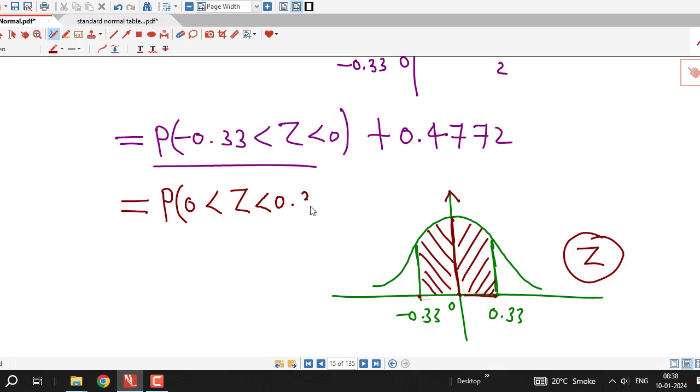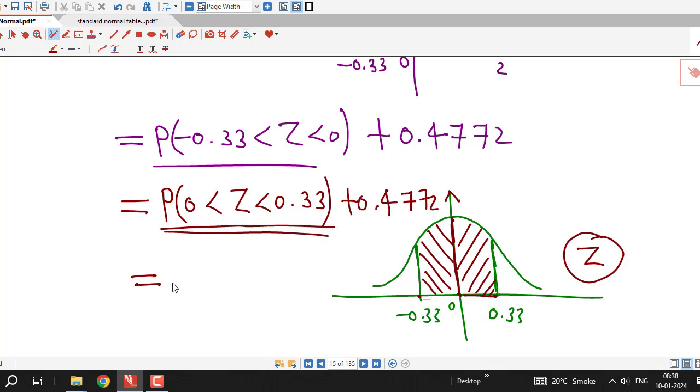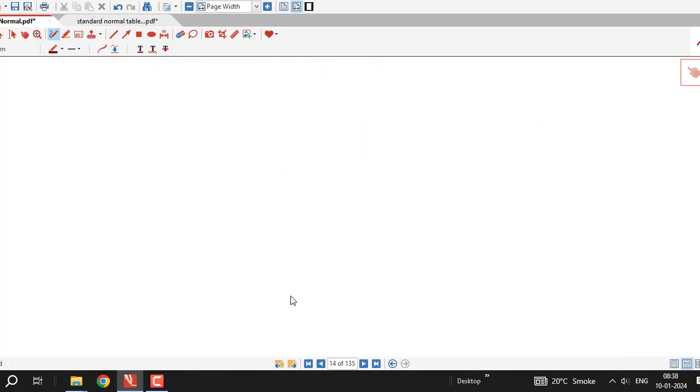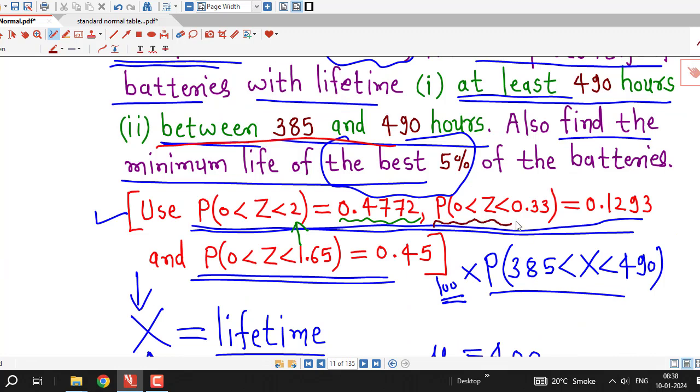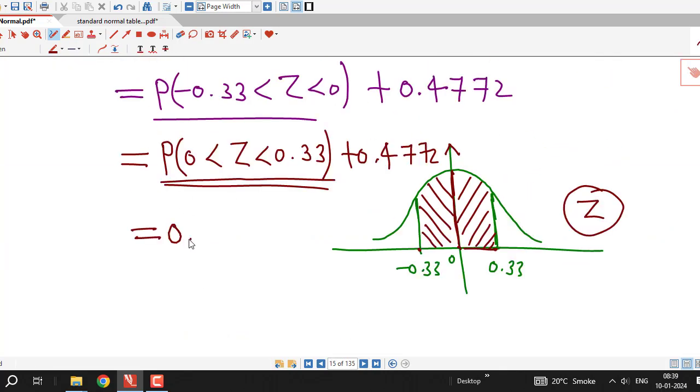The area between 0 and 0.33 is also given in the question. This is 0.1293. So that we write here 0.1293. The other area is 0.4772, which they have provided in the question. So now I am writing 0.1293 plus 0.4772. If the table is not provided, then you can use this statistical table to find out this probability.